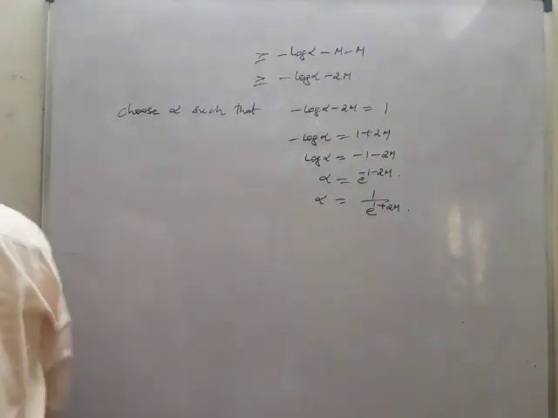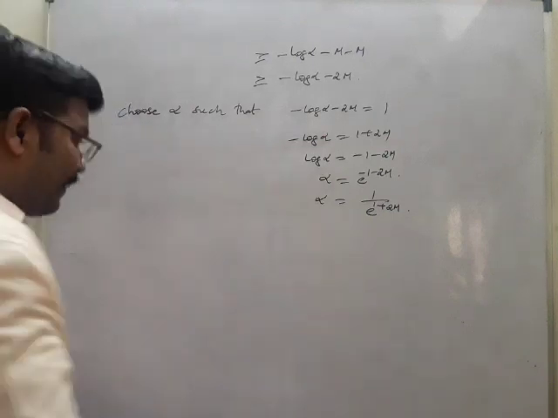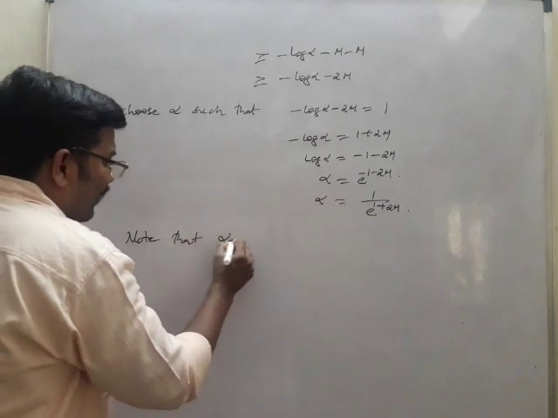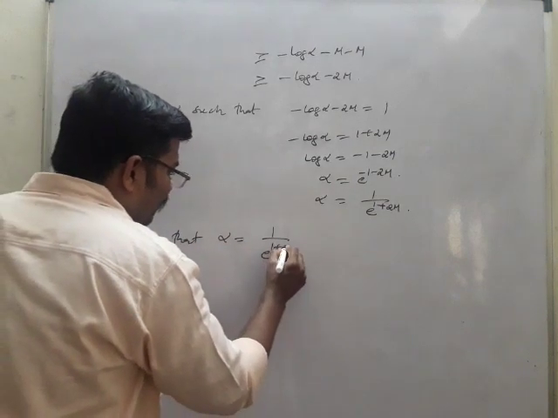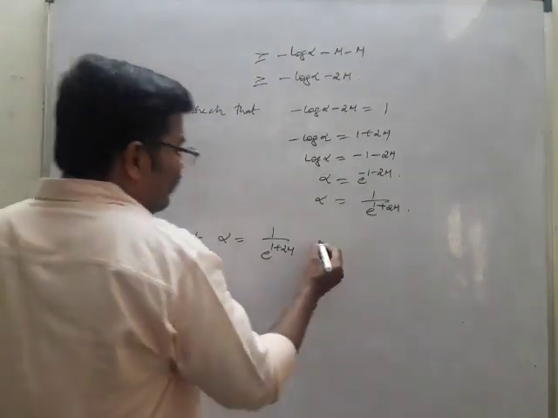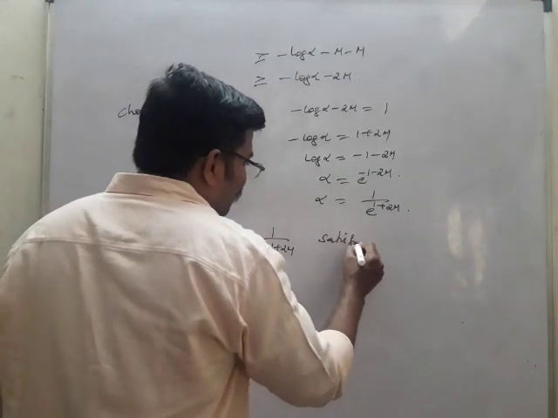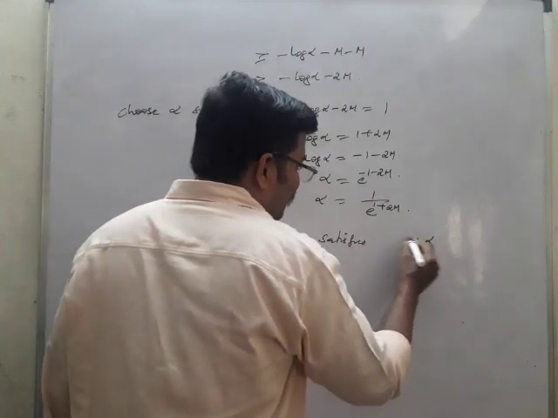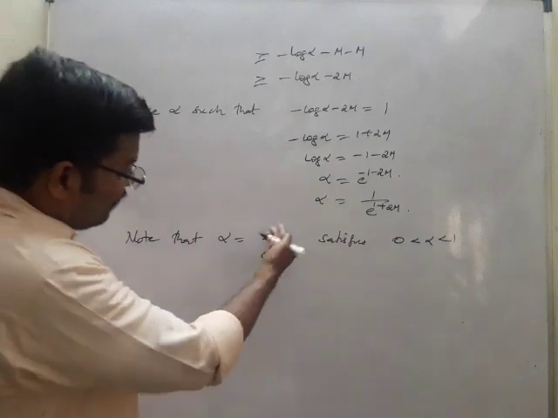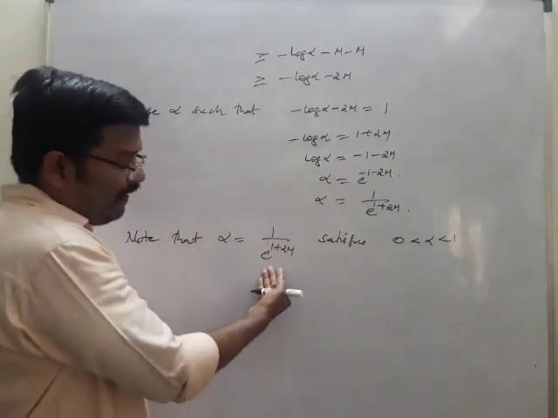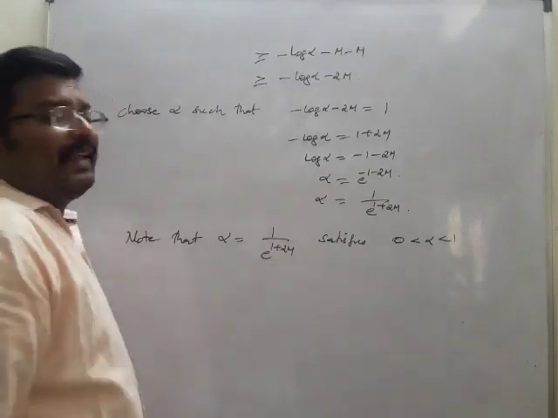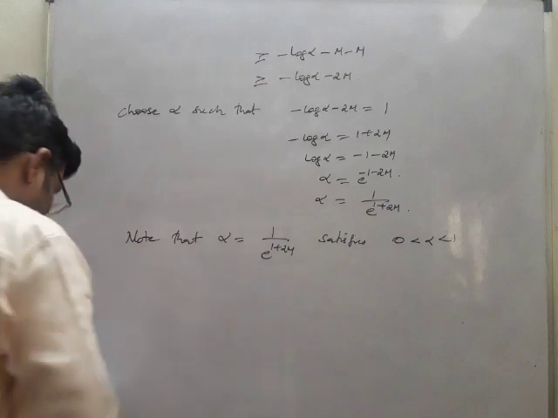So note that alpha is equal to 1 by e power 1 plus 2m, which is less than 1. It satisfies whatever alpha we have chosen, that is alpha should be greater than 0 and less than 1. It is satisfying that value because it is 1 by e power 1 plus 2m, so if you divide, it will be less than 1. So this is what we got.